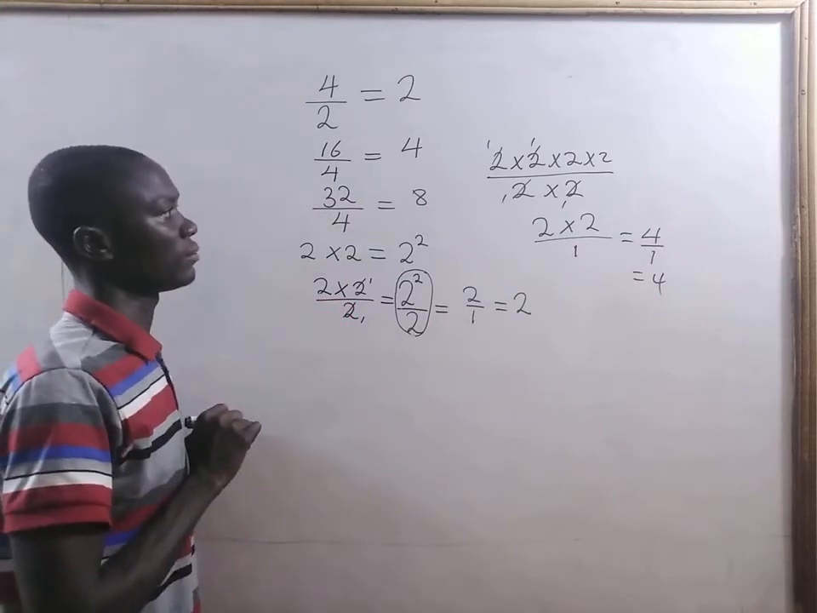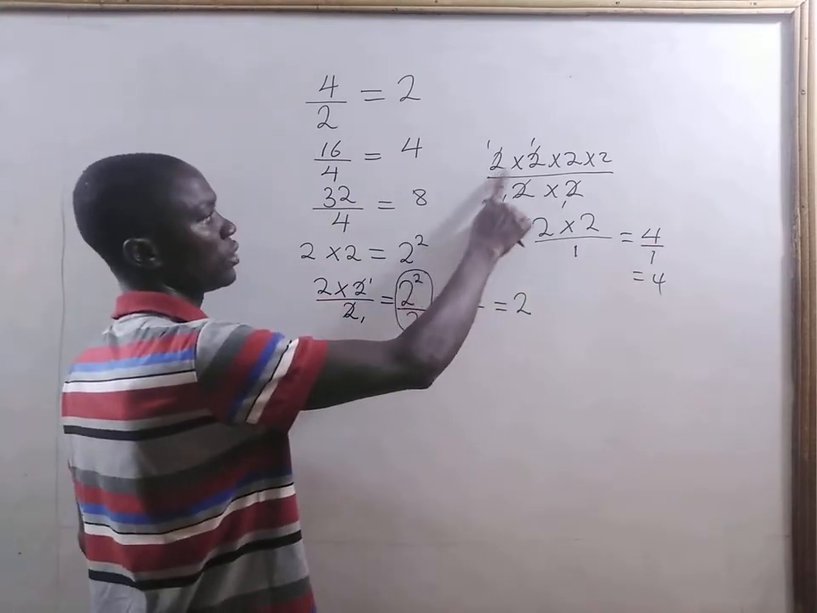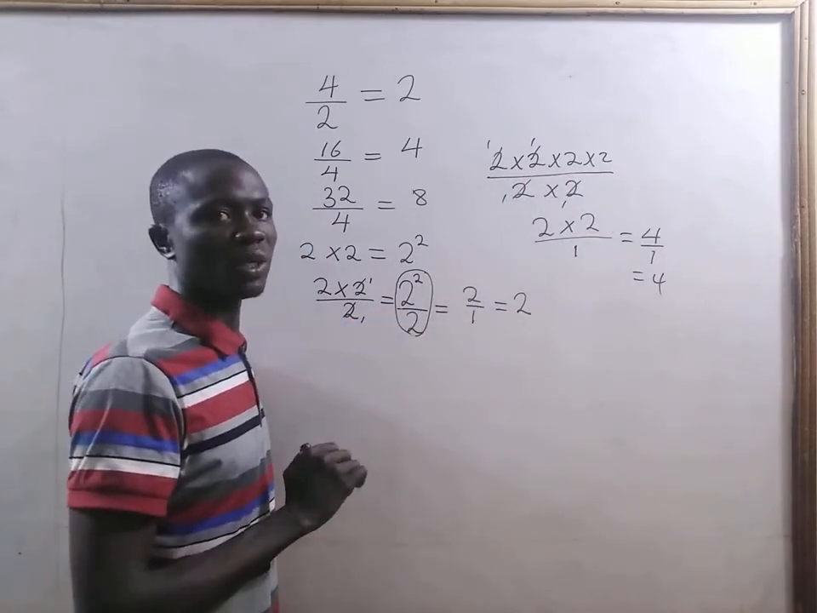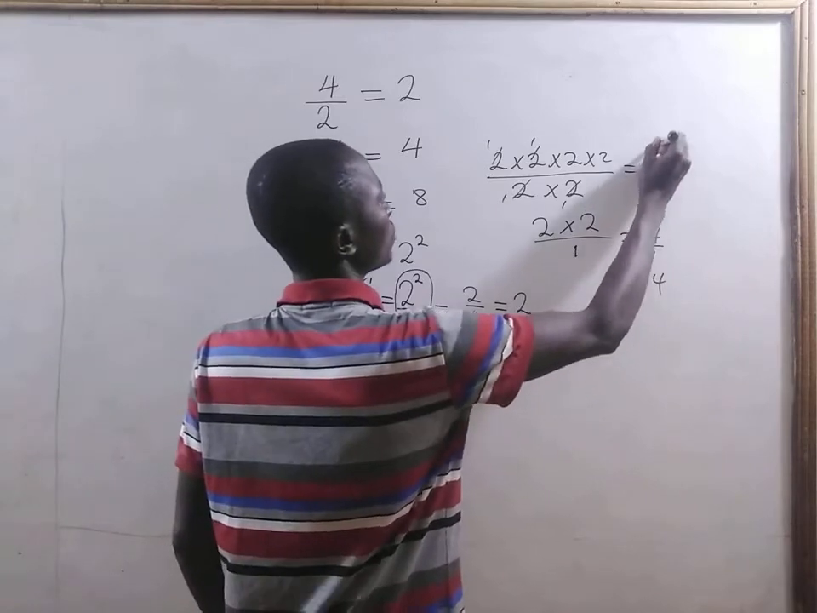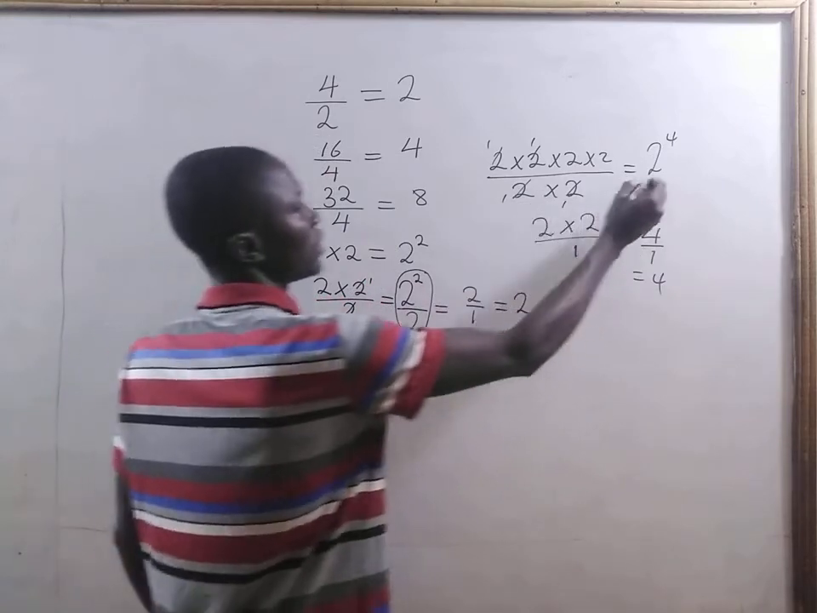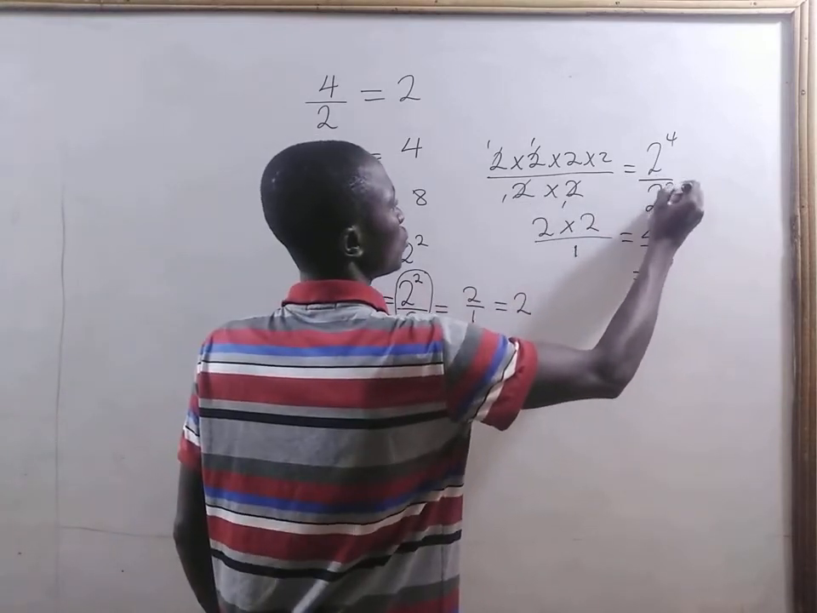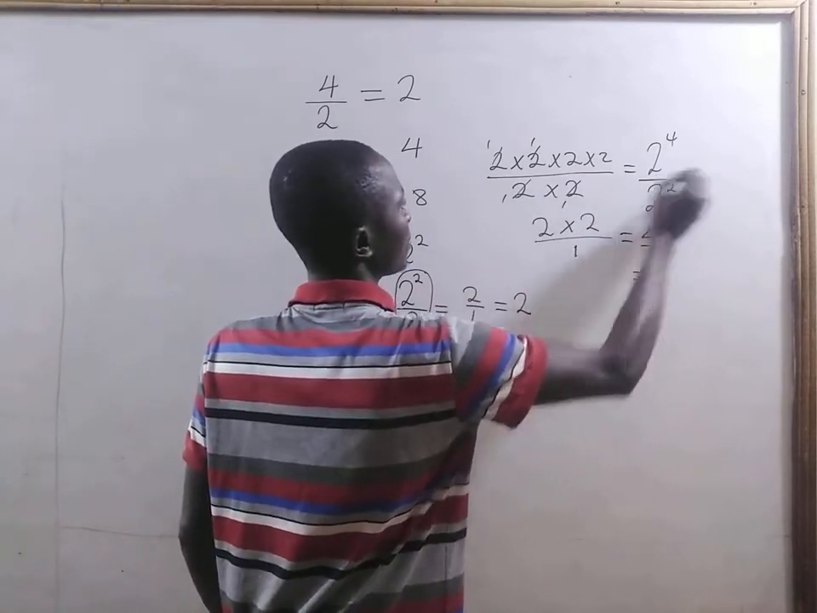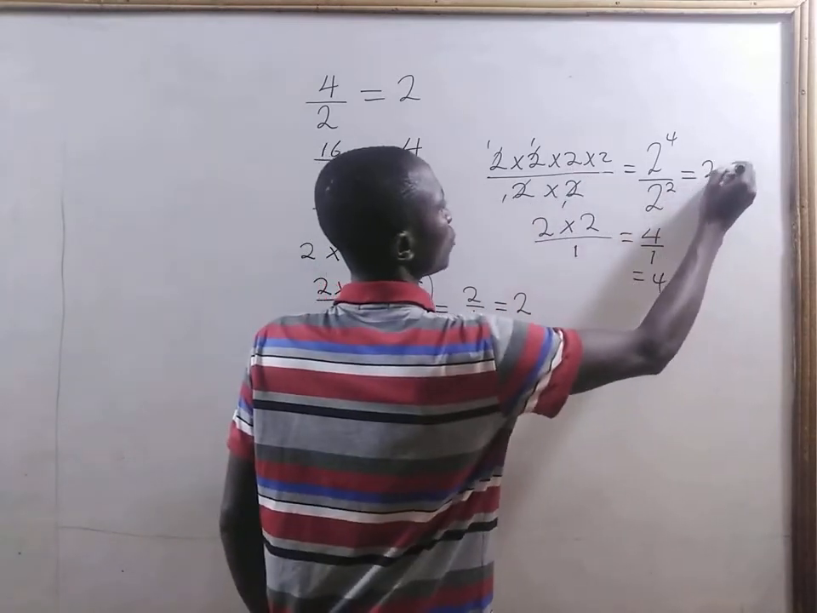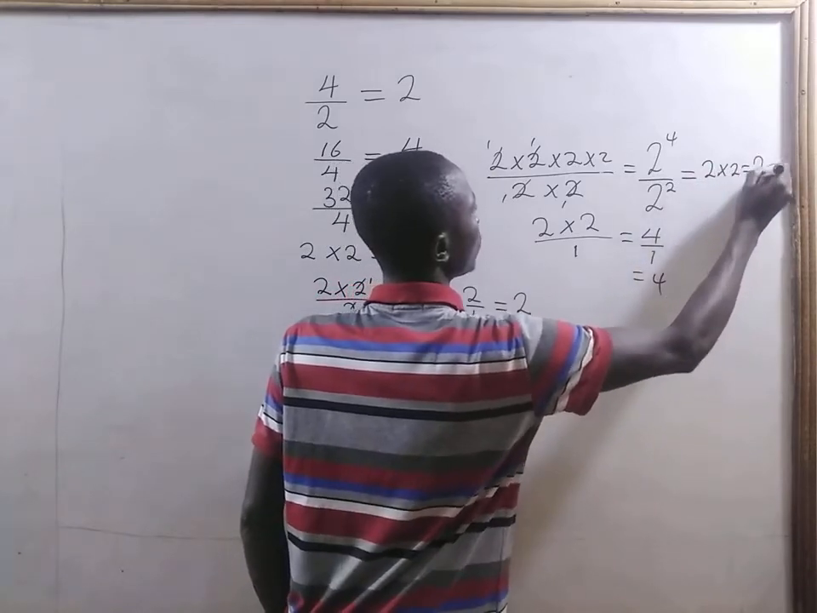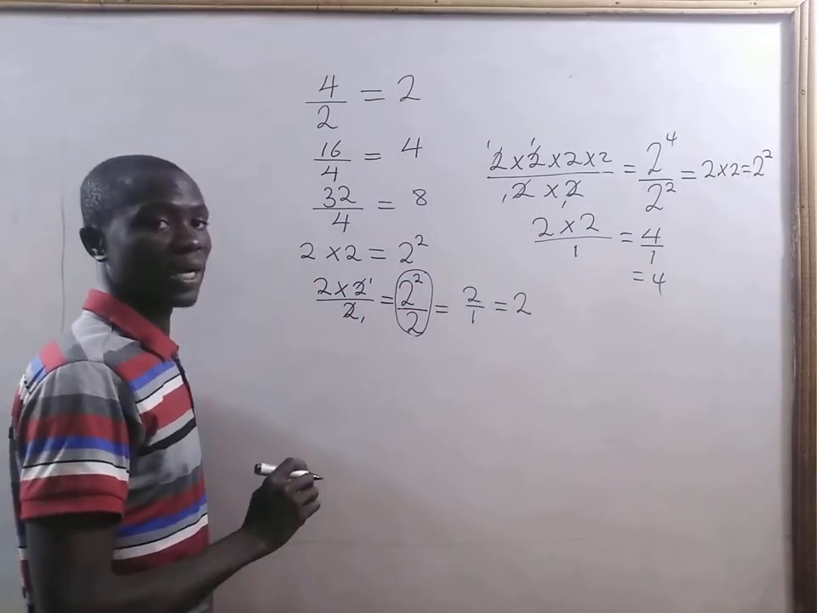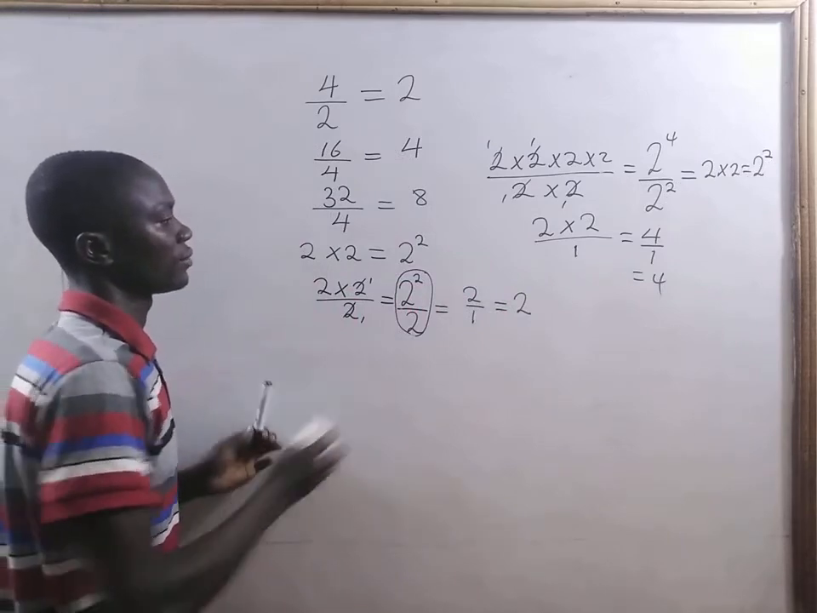Now, let's see something. 2 times 2 times 2 times 2, from the first law of exponents, is equal to 2 to the power 4. And 2 times 2 is the same as 2 squared. And it is giving us 2 times 2. You've seen that? 2 times 2, which is 2 squared. Right? So let's put those things together.